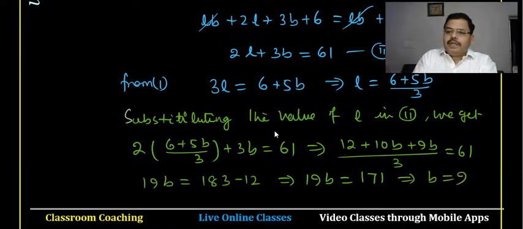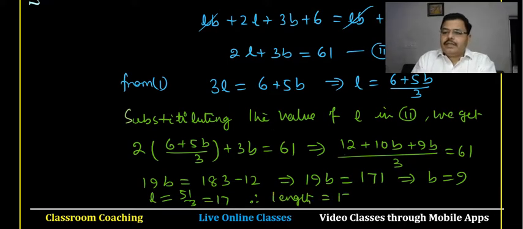And from third, if you put B is equal to 9, then 9 times 5 is 45 plus 6 is 51, and 51 by 3. So L is equal to 51 by 3, that is 17. So therefore length is 17 unit and breadth is 9 unit. That will be the answer.